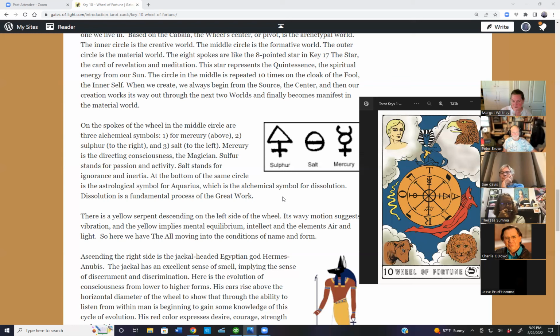At the bottom of the same circle is the astrological symbol for Aquarius, which is the alchemical symbol for dissolution. Dissolution is a fundamental process of the great work. You have to be able to dissolve things, not only create, but dissolve them. There is a yellow serpent descending on the left side of the wheel. Its wavy motions suggest vibration. Delightful. And the yellow implies mental equilibrium, balance, intellect, and the elements air and light. So here we have the All moving into the conditions of name and form.